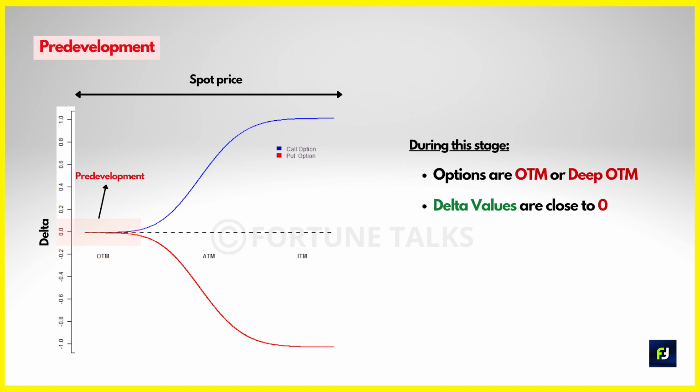So, the first stage is pre-development. This is the stage when the option is out of the money or deep out of the money. The delta value here is 0 or close to 0. The delta value will remain close to 0 even when the option moves from deep OTM to OTM.